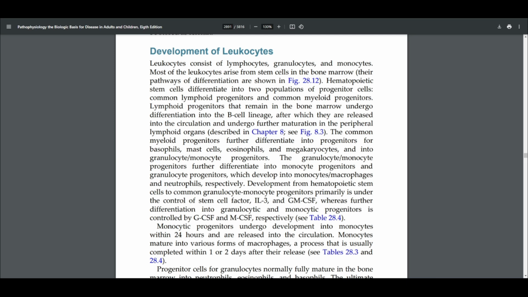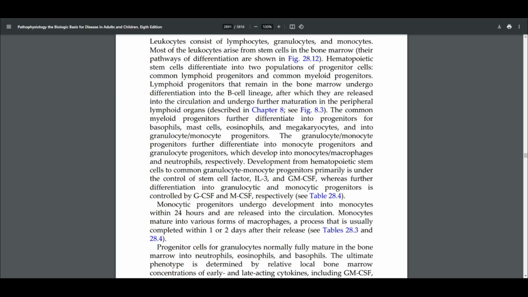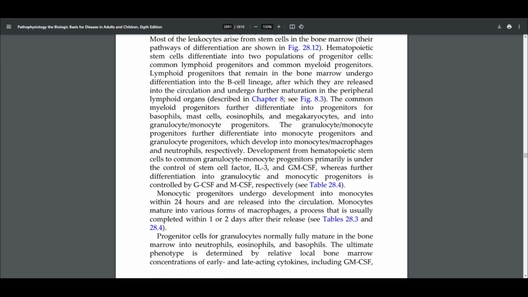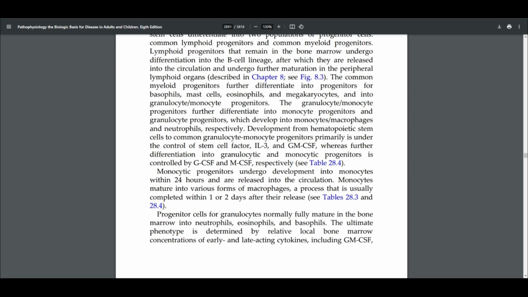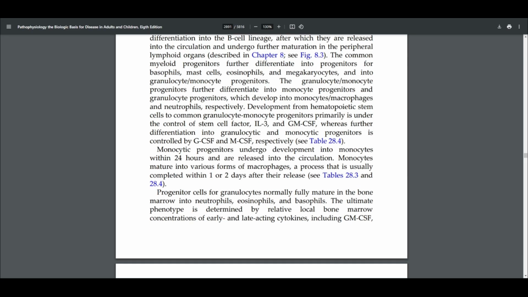Development from the hematopoietic stem cell to common granulocyte-monocyte progenitors primarily is under the control of the stem cell factor, interleukin-3, and GM-CSF, whereas further differentiation into granulocytic and monocytic progenitors is controlled by G-CSF and M-CSF, respectively. Monocytic progenitors undergo development into monocytes within 24 hours and are released into the circulation. Monocytes mature into various forms of macrophages, a process that is usually complete 1 to 2 days after their release.